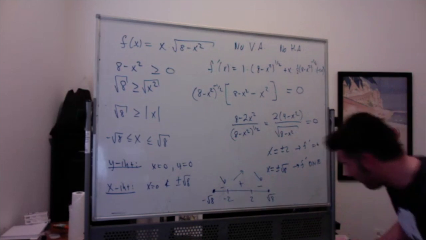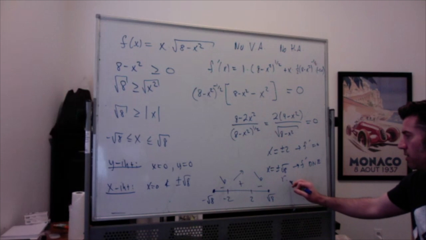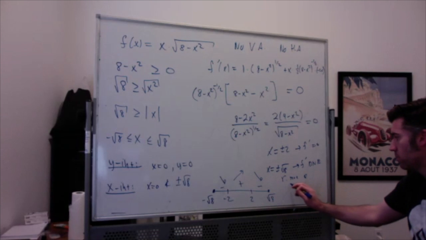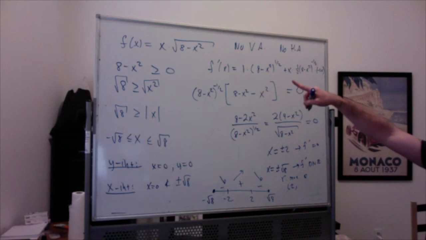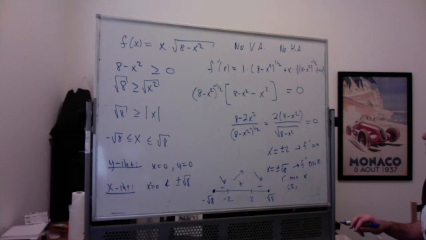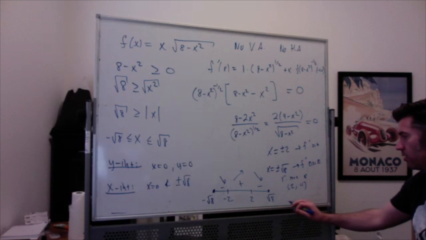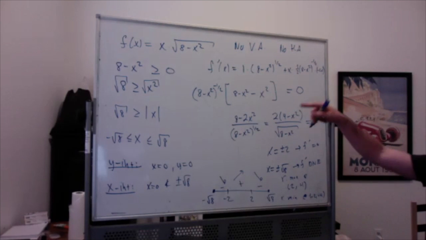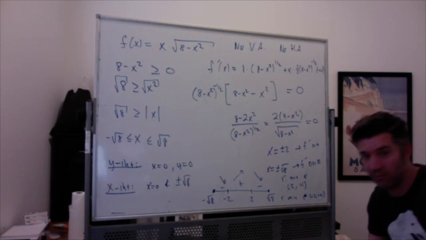So it looks like I have a relative max at 2, or (2, 2 times the square root of 8 minus 4), which is 2 times the square root of 4, which is 2 times 2, which is 4. And a relative min at (-2, -4). If you plug in -2, you get -2 times 2, which is -4.